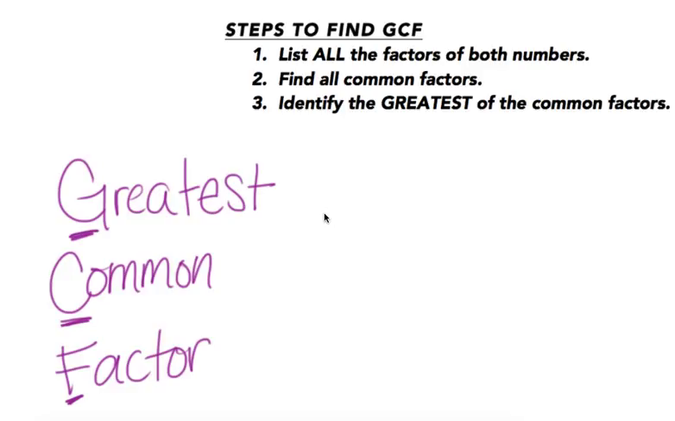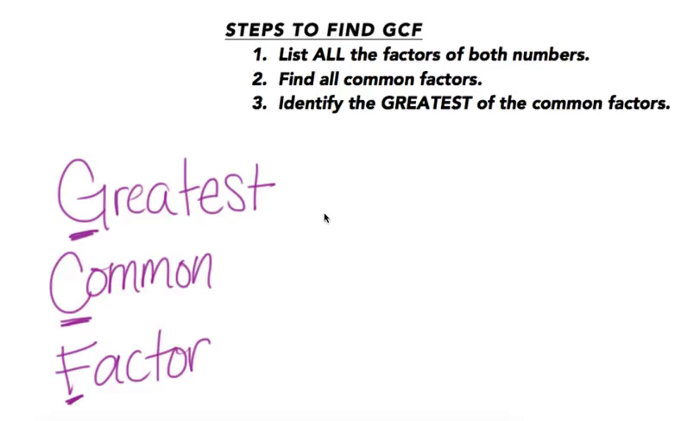So, greatest common factor. What this is: you take two numbers, sometimes more, you find their factors, and then you find the ones they have in common, and then you identify of those common factors which is the greatest. Remember that factors are numbers that you can multiply together to get another number.